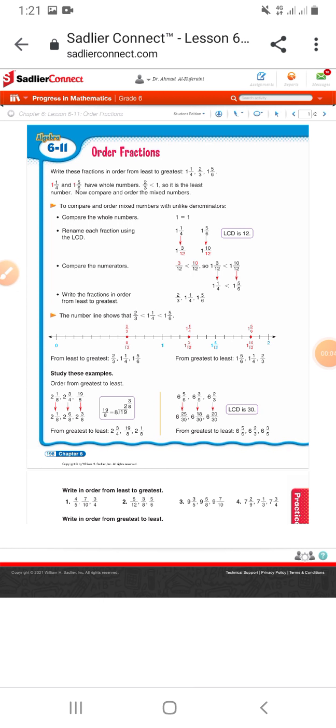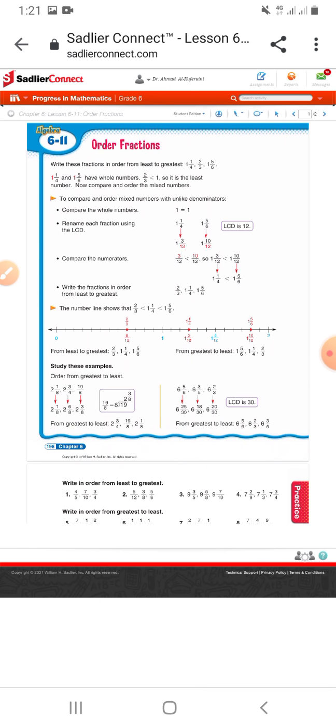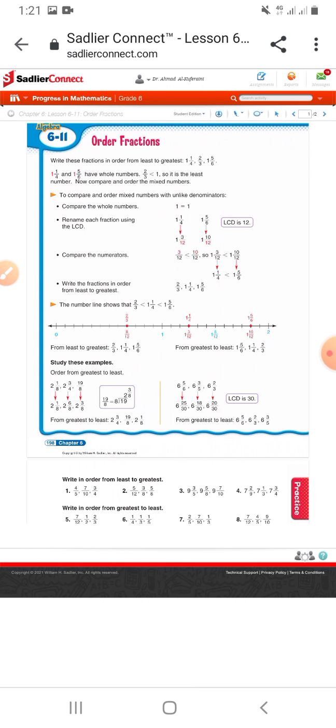Today is Thursday. This is chapter 6, lesson 11, order fractions. You can find this lesson at page 198. You have to write these fractions in order from least to greatest. We have 1 and 1 out of 4, 2 out of 3, and 5 out of 6. So we have 3 fractions. 2 of them are mixed numbers. And now we need to put them in order from least to greatest.